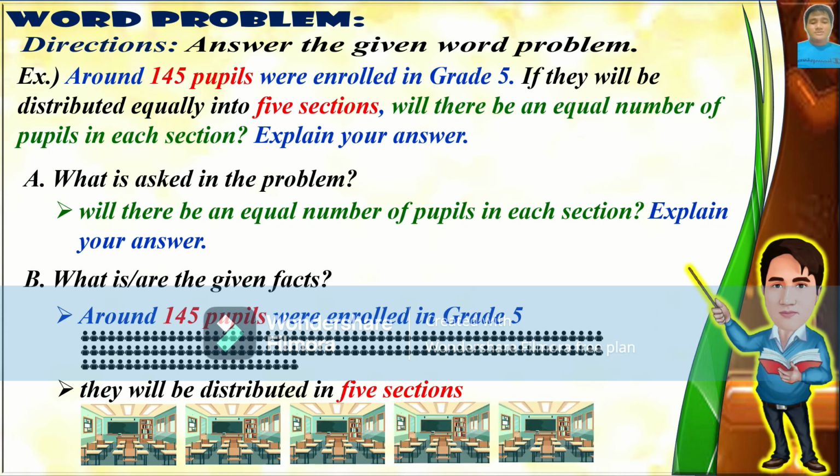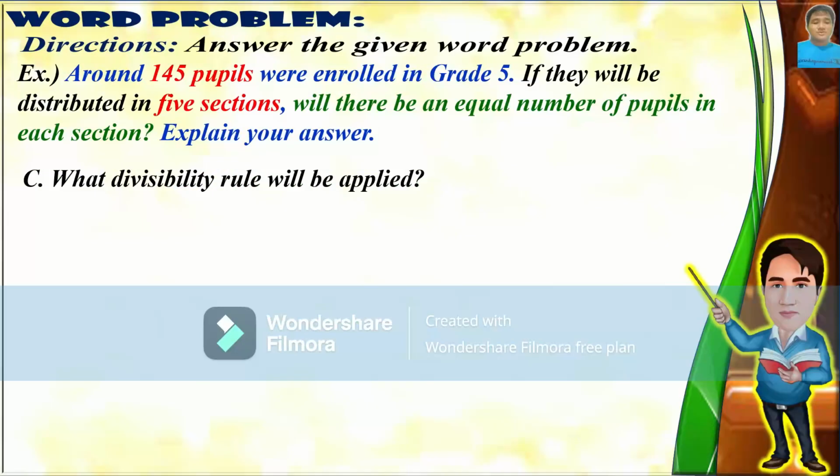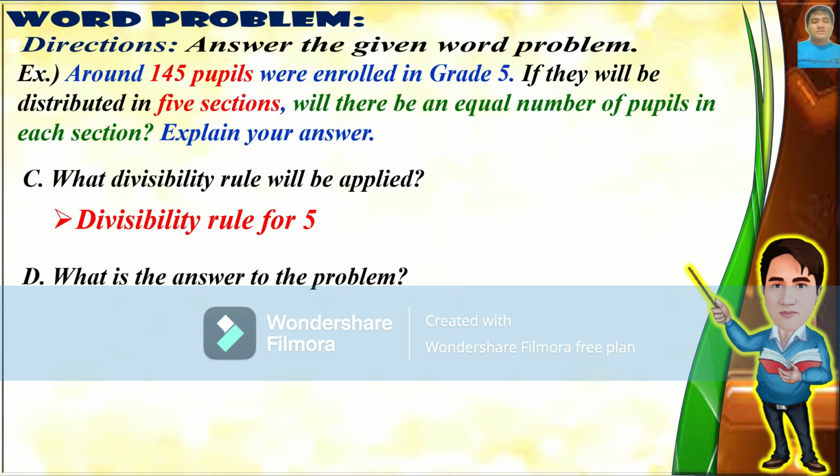You can make illustrations so that it will give you a hint or a clue on how to use those given facts in order for you to find the answer. Next, what divisibility rule will be applied? Excellent. The divisibility rule that will be applied is the divisibility rule for 5. The last one is, what is the answer to the problem? Okay, try to solve.